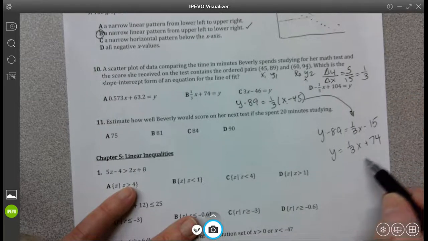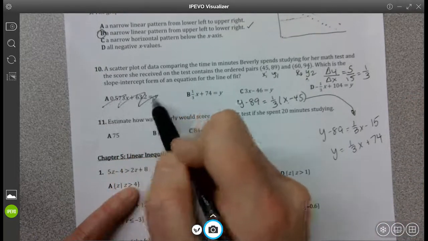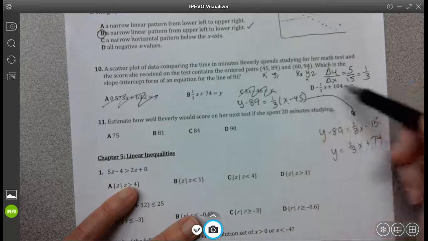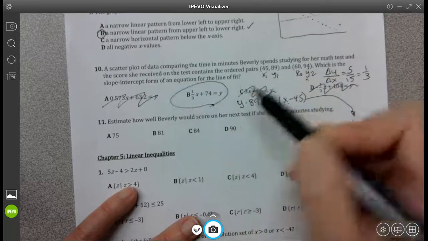Is there anyone that has it like this? Well, those numbers aren't even close. Neither are these. Neither are these. It's this one. They just have it rearranged.